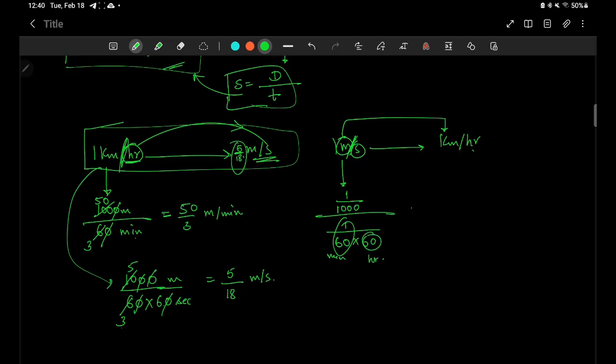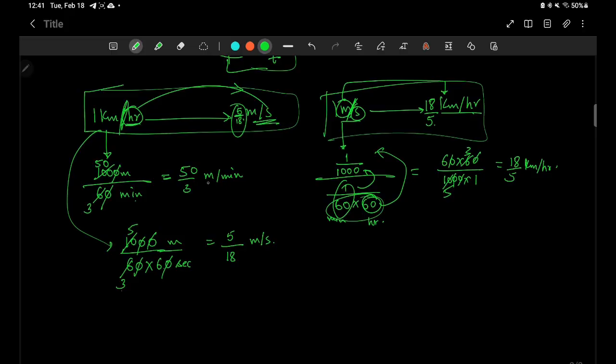Okay, same thing. So if I simplify, this one will go to the top, right? So 60 into 60 divided by, this one will go here, 1000 into 1. How much is it? 2 5s or 2 3s are... So 18 by 5 kilometer per hour. Okay, in order to convert meter per second into kilometer per hour, I have to multiply 18 by 5.